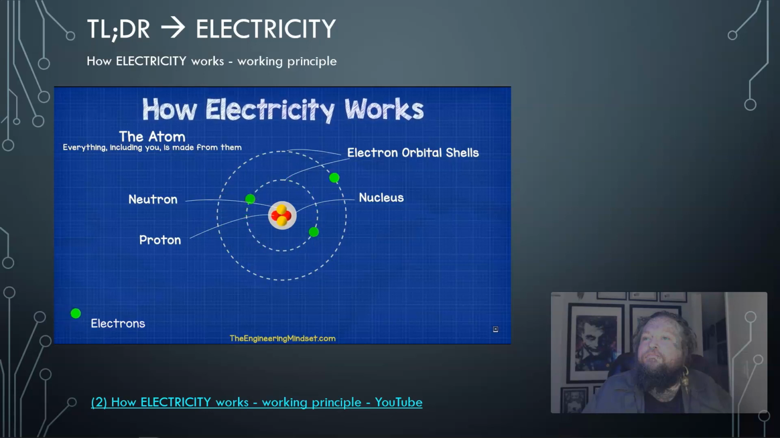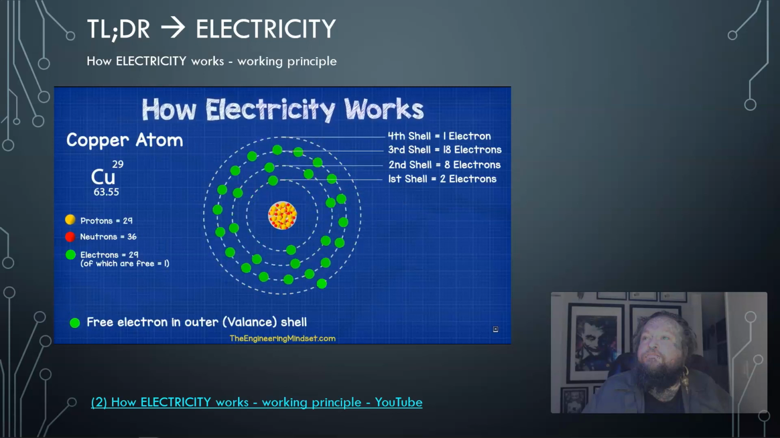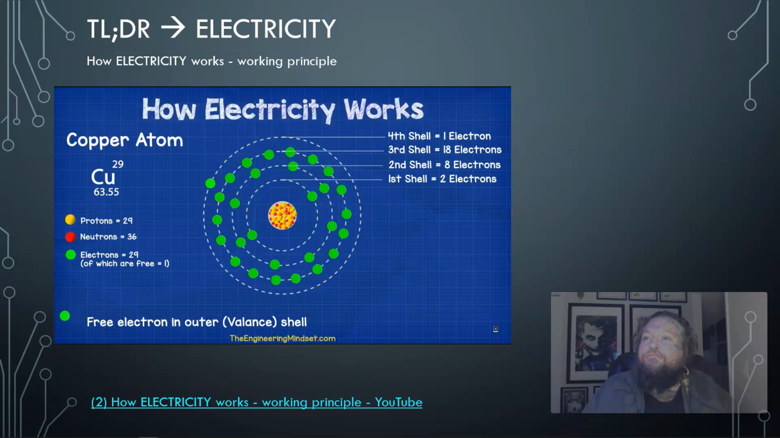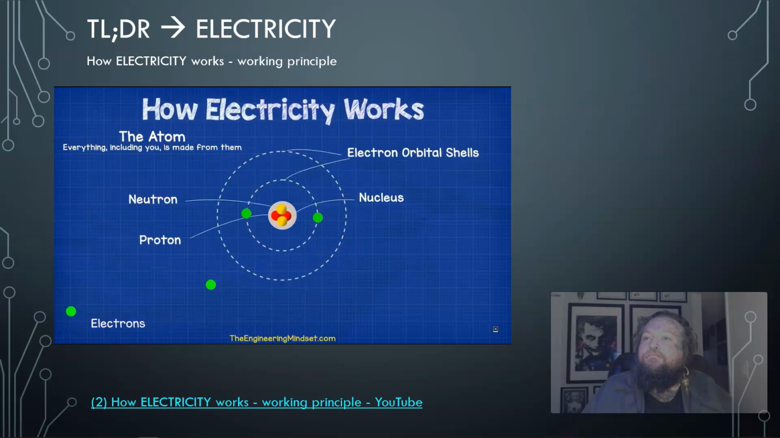The electrons orbit around the nucleus in these orbital shells, and there are a set number of how many electrons can be in any one orbital shell. The number of protons, neutrons, and electrons an atom has tells us which material it is. Atoms hold on to their electrons very tightly, but some materials will hold on to them more tightly than others.